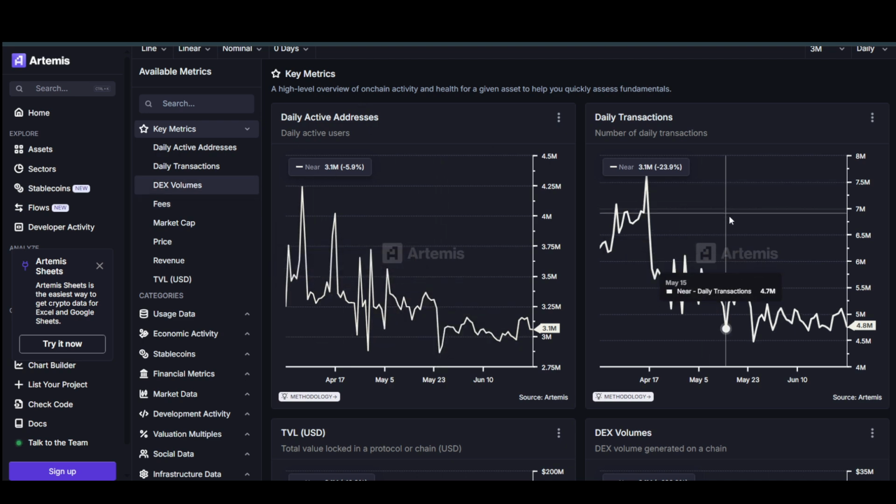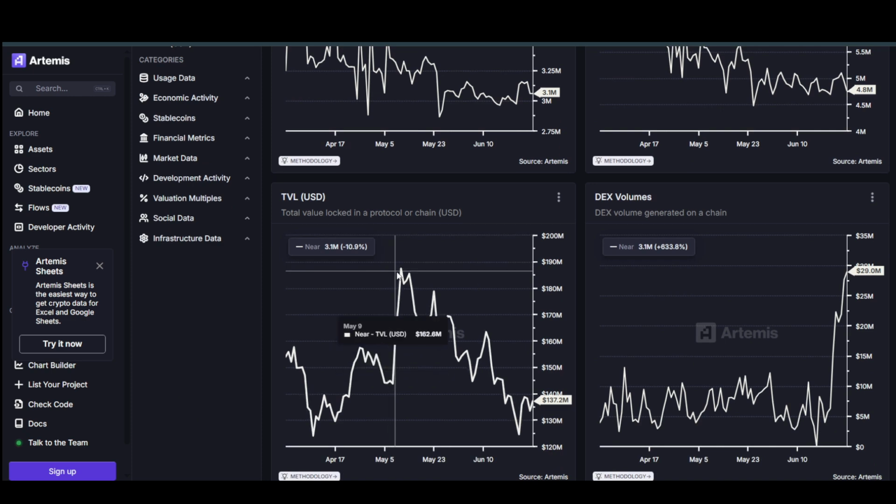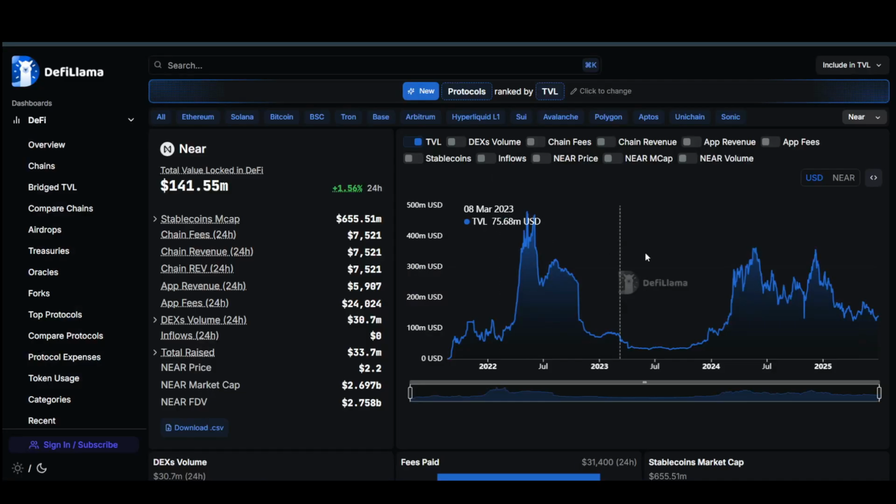After that we have daily transactions going down. Again they are holding really well, around 5 to 4 million, so that's pretty good I would say. But the real problem with NEAR as of now is the TVL. Their DeFi is actually tanking a lot, as you can see here.